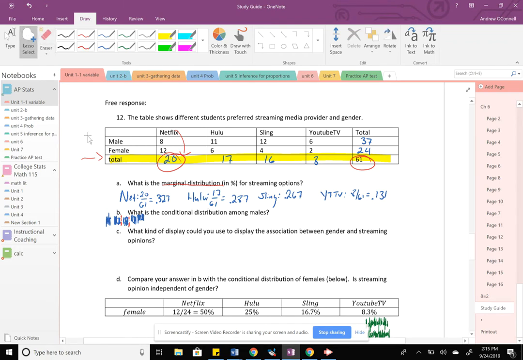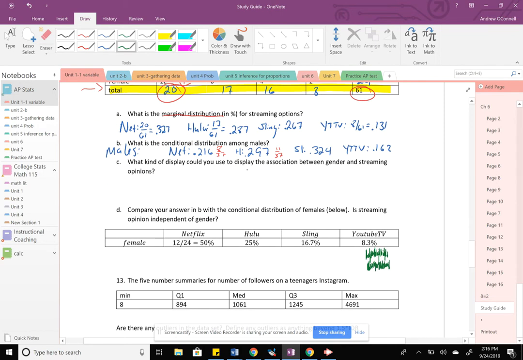Conditional distribution is when you break it up male versus female. And conditional distribution amongst males, I already did that for you. Netflix, 8 out of 37, or right here, the 8 out of total 37 males, 21.6%. Hulu, 11 out of 37, 29.7%. Sling, about 32%. YouTube TV, about 16%.